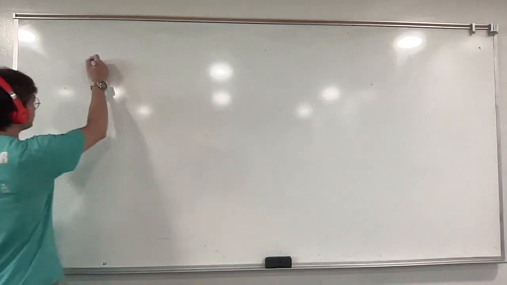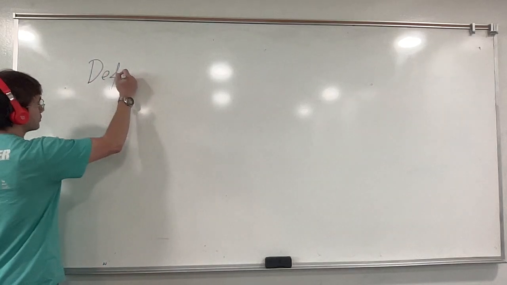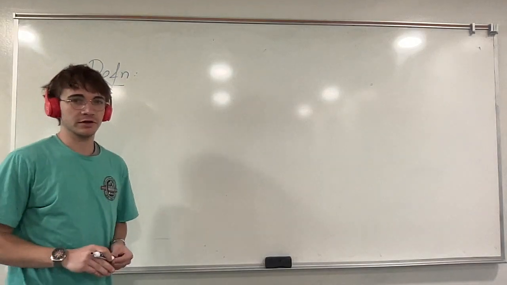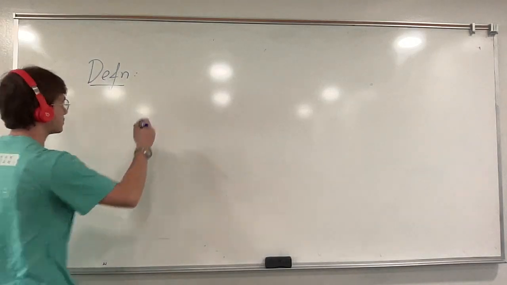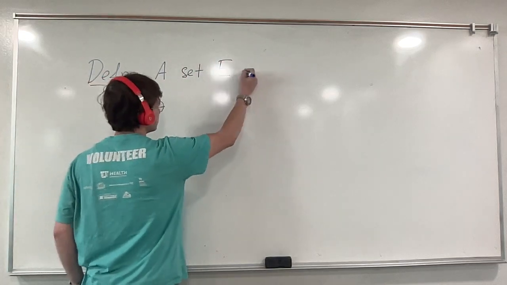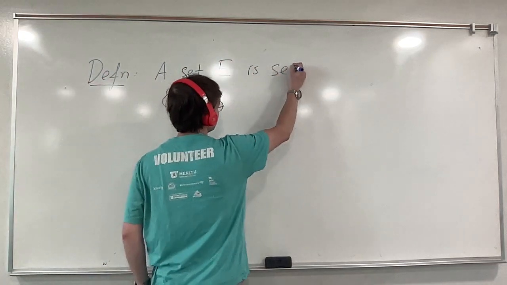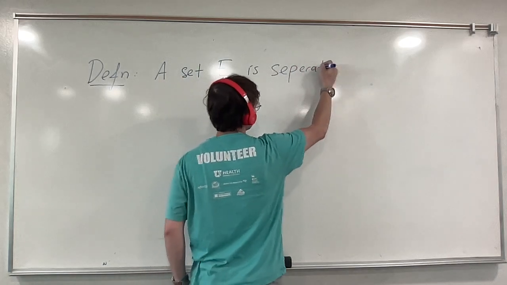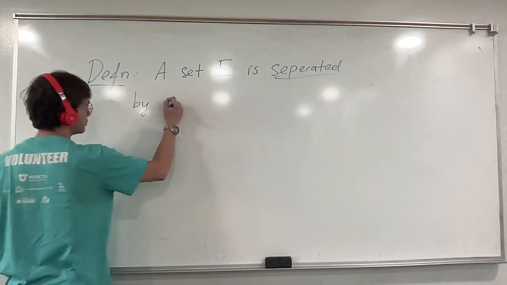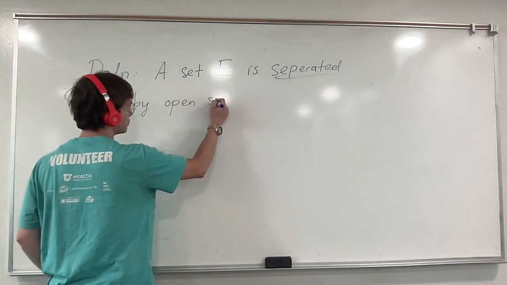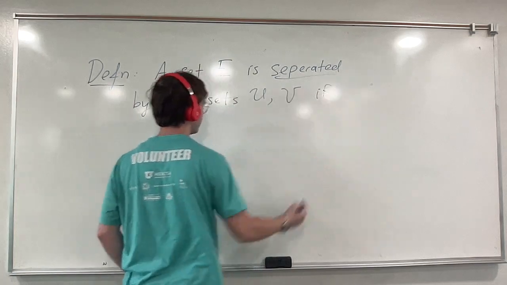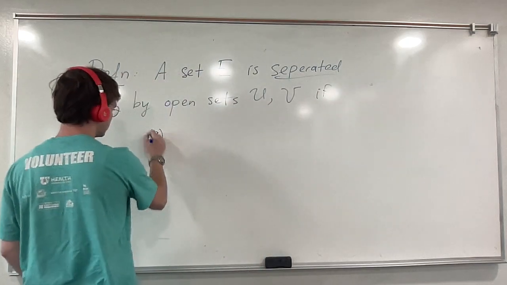With a definition here. So this is basically the definition which gives us a characterization of connected sets. A set E is separated by open sets U and V if the following three conditions hold.